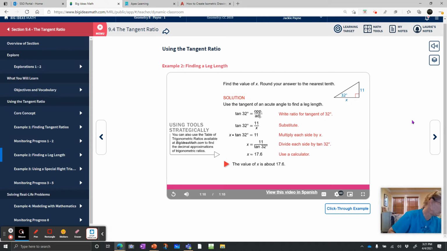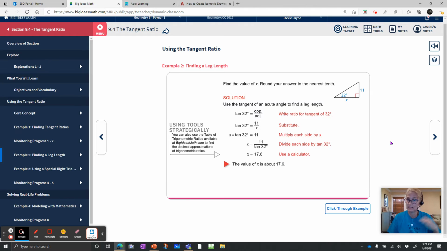So that is what you need for these, a scientific calculator. Otherwise, it's just basic algebra that you're going to be setting these equations up and then solving for the next one.